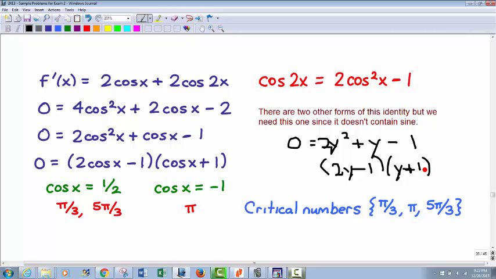And then replace them with cosine. So your 2y minus 1 is now 2 cos x minus 1. And your y plus 1 is now cos x plus 1. So yeah, factoring quadratics. Looks pretty fun, doesn't it?